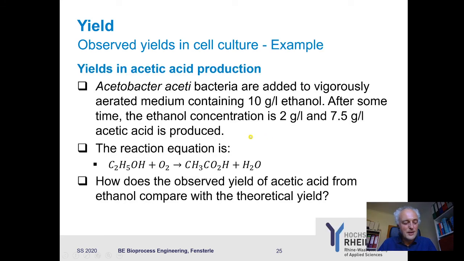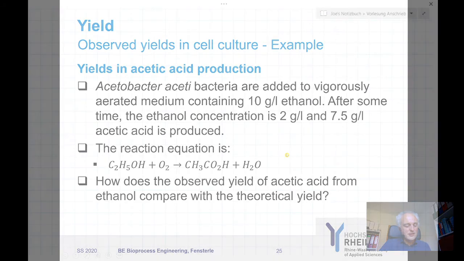And now coming to an example, we have Acetobacter aceti bacteria in an aerated medium containing 10 grams per liter ethanol. After some time, we have 2 grams per liter ethanol, and the acetic acid being produced is 7.5 grams per liter. So we don't produce biomass here. How does the observed yield of acetic acid from ethanol compare with the theoretical yield?